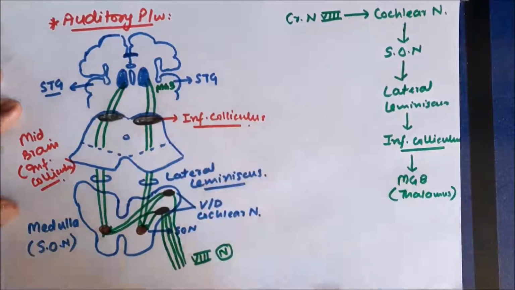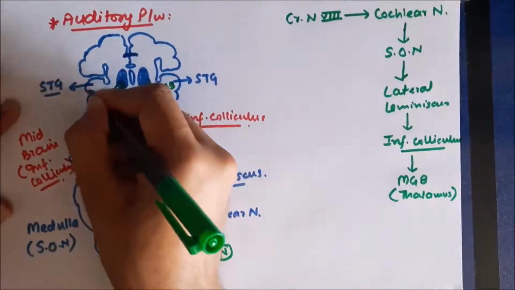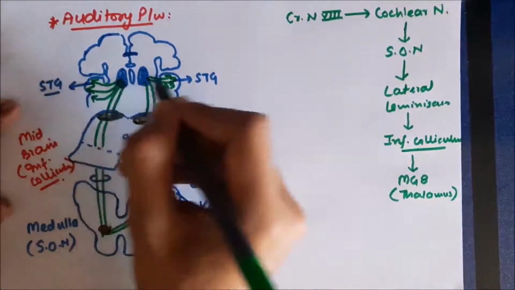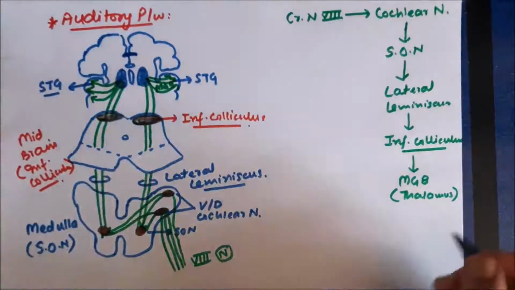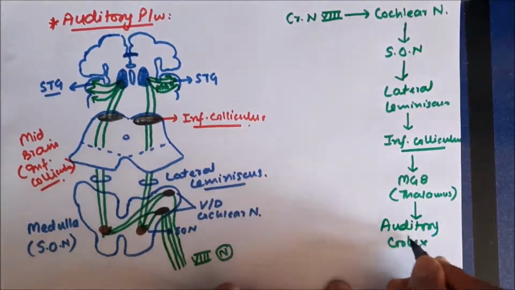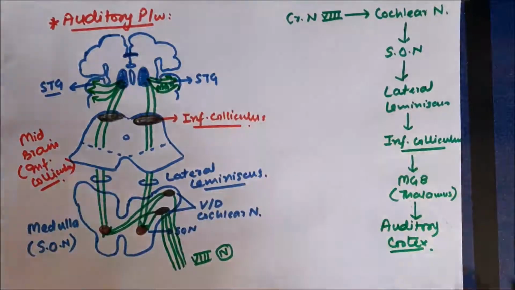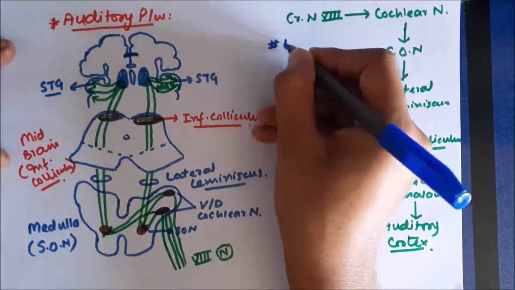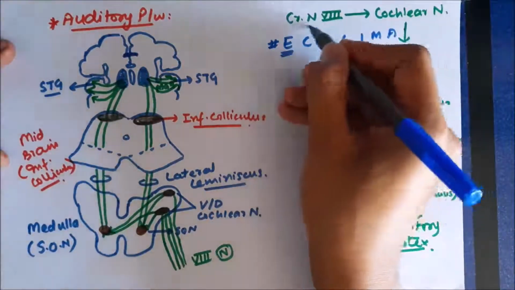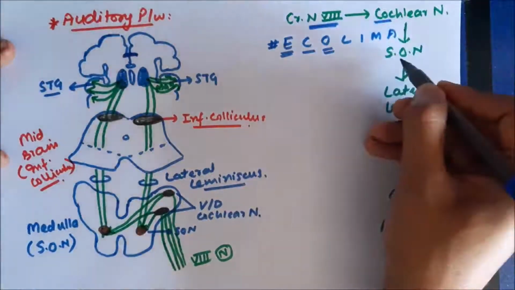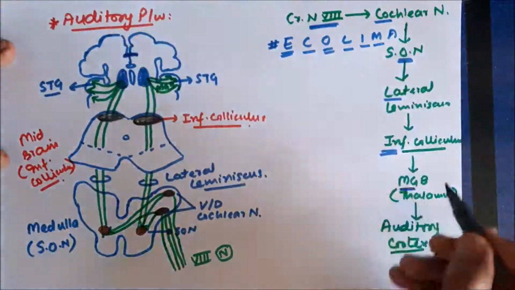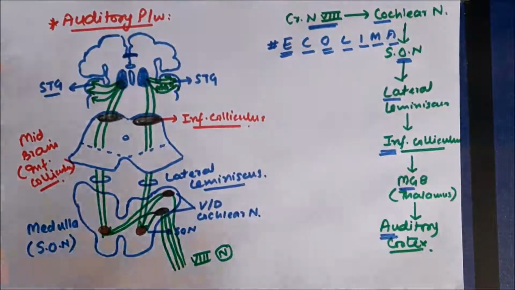And from medial geniculate body of the thalamus, fibers form the auditory radiation and go to the auditory cortex, which is present in the superior temporal gyrus. Now all these various stages can be remembered by a simple acronym, that's ECO-LIMA. So E is the eighth cranial nerve, C is the cochlear nucleus, O is superior olivary nucleus, L is lateral lemniscus, I inferior colliculus, M is medial geniculate body, and A is the auditory cortex.